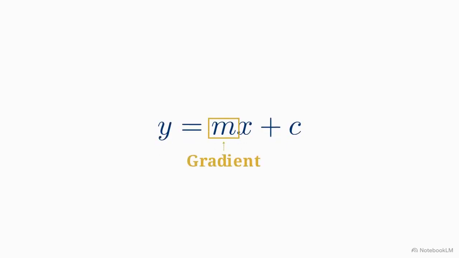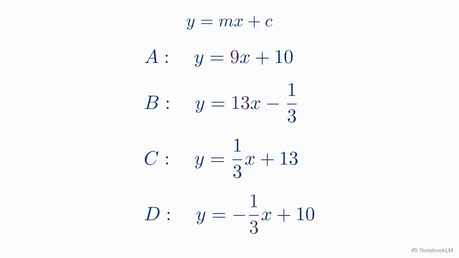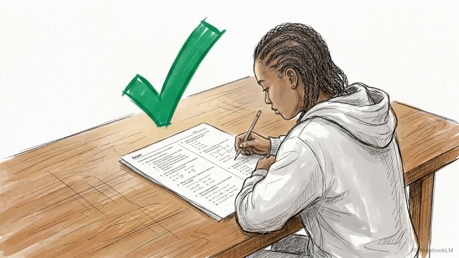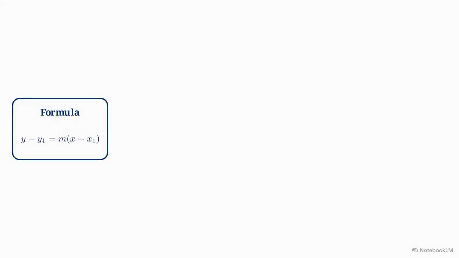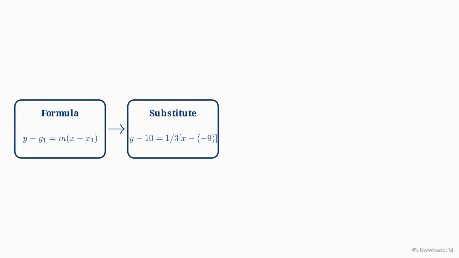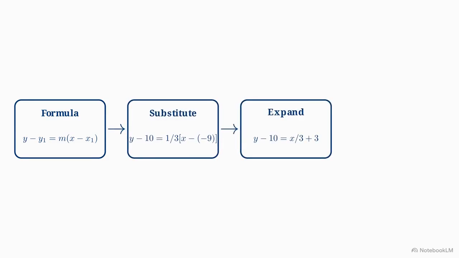We can also dismiss the wrong options rapidly. In any equation structured as y equals mx plus c, the coefficient of x is the gradient. Options A, B, and D give us gradients of 9, 13, and -1/3. None of those match the positive 1/3 stated in the question. Knowing how to independently check your work is just as powerful an exam tool as knowing the formula in the first place. To summarize our core strategy, write the formula, substitute your numbers carefully, expand the brackets, and isolate y.